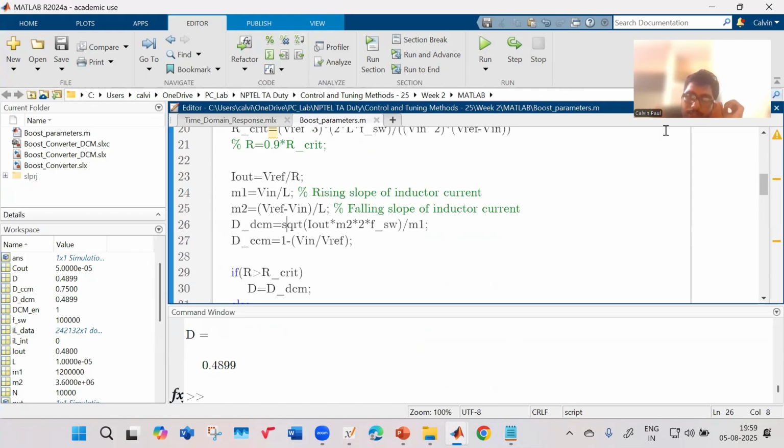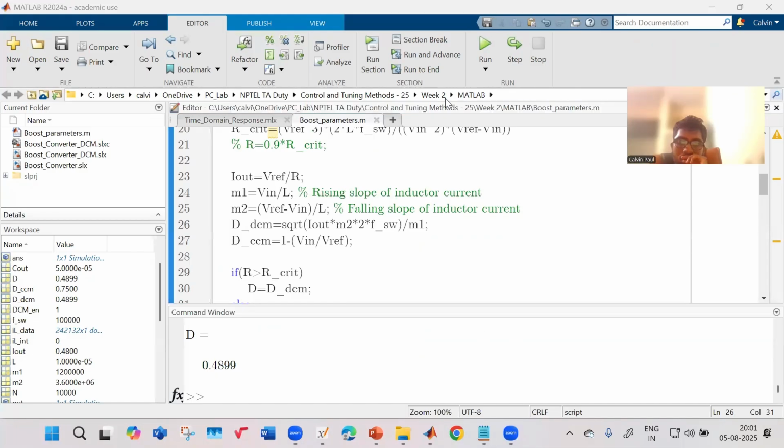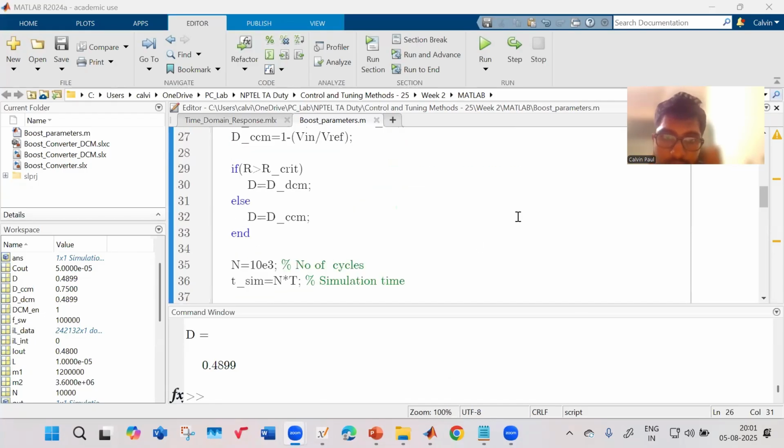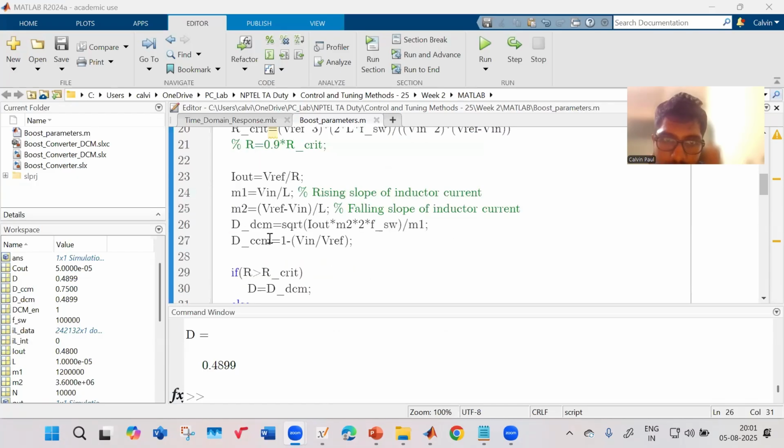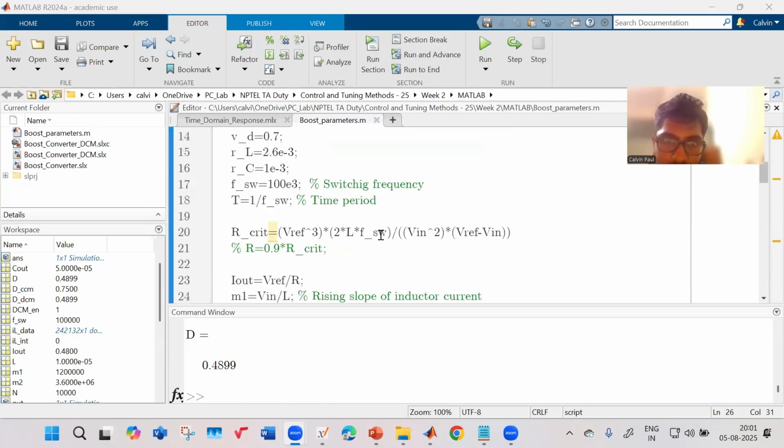Okay, so any questions? Sir, one doubt. Tell. In that expression for critical resistance, is there a 2 in the denominator? No, this is V_in squared, and the 2 into L. Yes, 2 into L. So V_ref cube into 2L into f_sw by V_in squared into (V_ref minus V_in).